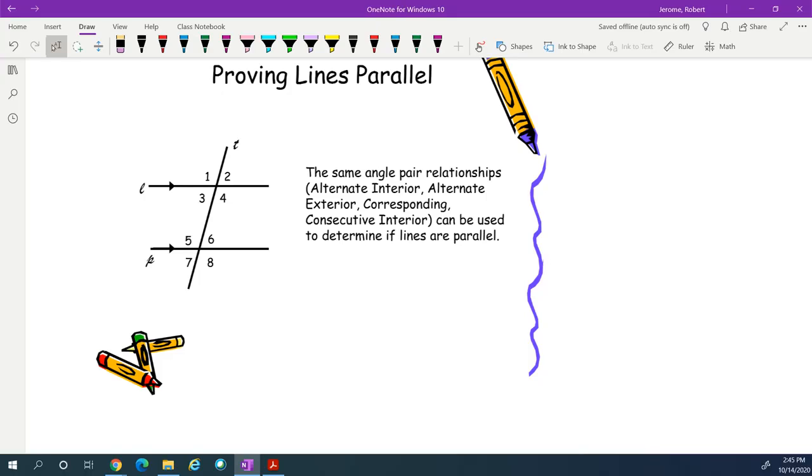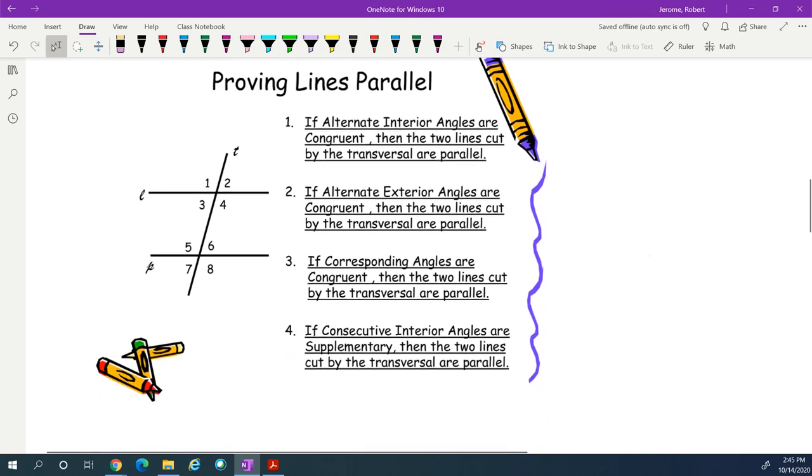So we're just reversing the way we're doing it. Now we have information about the angles, and we're going to determine about the lines. So we're taking the same four statements and we're using what's called their converse. We're switching the if and the then. Notice in the picture, the lines are not marked parallel. That's going to be our conclusion.